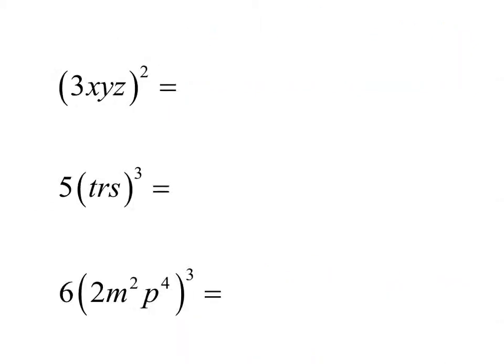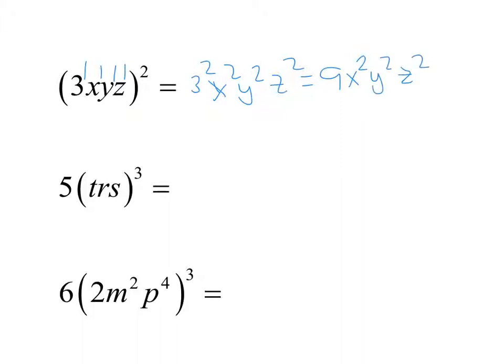Alright, again, don't forget to put the exponent with the number. So this would be 3 squared x squared y squared z squared, which is 9x squared y squared z squared. See, look at the difference. See how here the number's outside? That means not to the third. Inside, it is to the second. Okay? So this is just 5, t to the third, r to the third, s to the third.